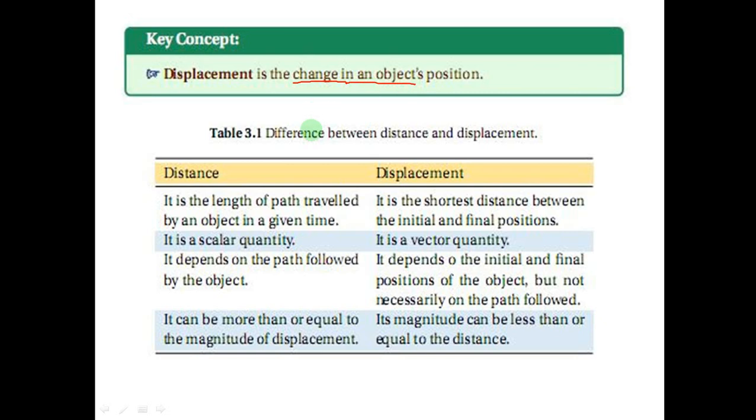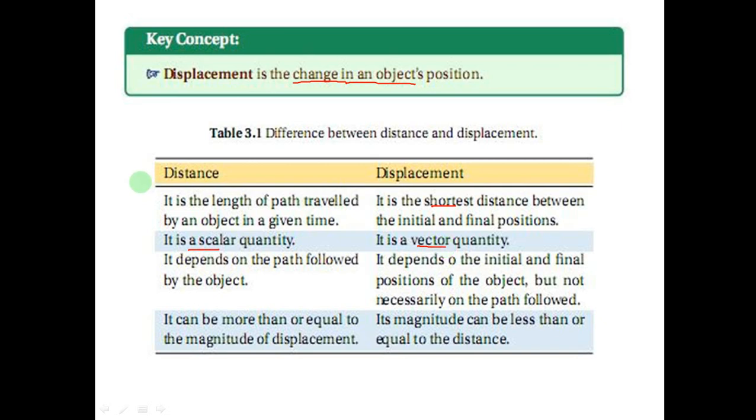So let's see the difference between distance and displacement. Table 3.1 in your textbook shows the basic difference. Distance is the length of the path traveled by an object in a given time. But displacement is the shortest distance between the initial and final position. Distance is a scalar physical quantity, but displacement is a vector quantity.